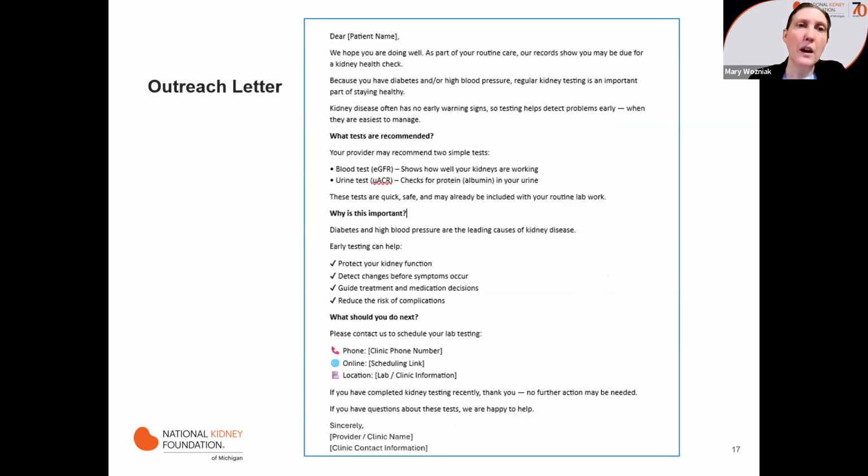This is also just a sample outreach letter that we created together with a health center that we've worked with on some technical assistance. So really just letting them know what the tests are that they're due for, why it's important, and how to get connected for care.